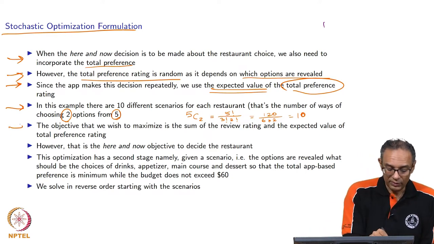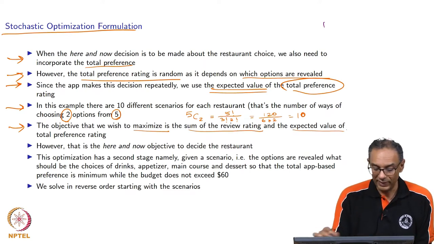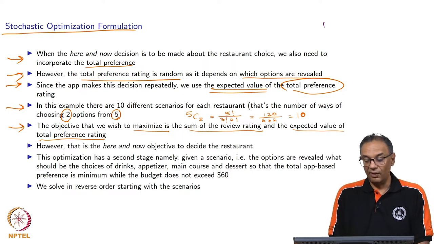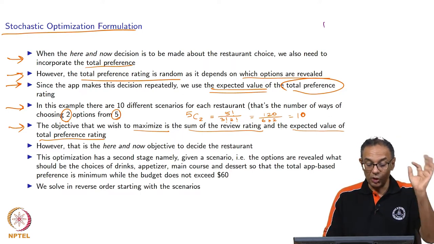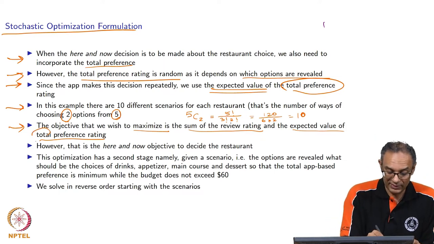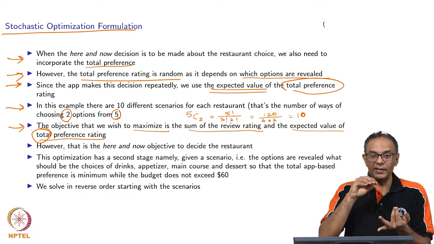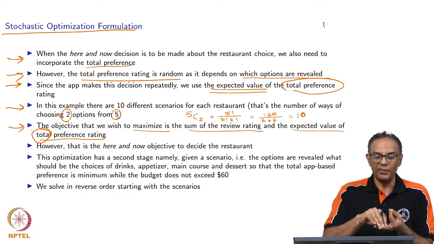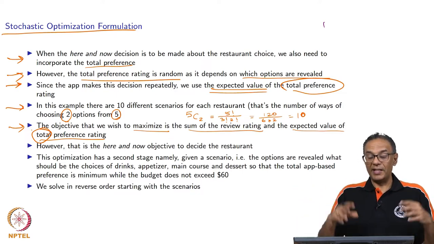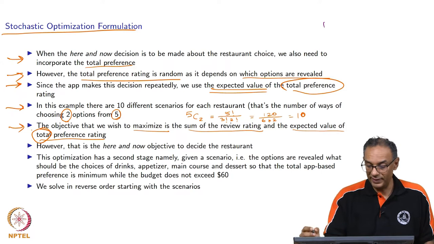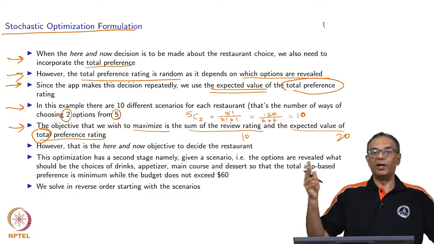Now, what you want to do is maximize the sum of the review ratings and the expected value of the total preference rating. Why should you pick that sum? By total preference, I mean the sum of the expected ratings of the appetizer, the main course, the drink, and the dessert. All that, so you are going to get a maximum of 20 points there. This would be out of 20. This would be out of 10. So, you get a total out of 30.